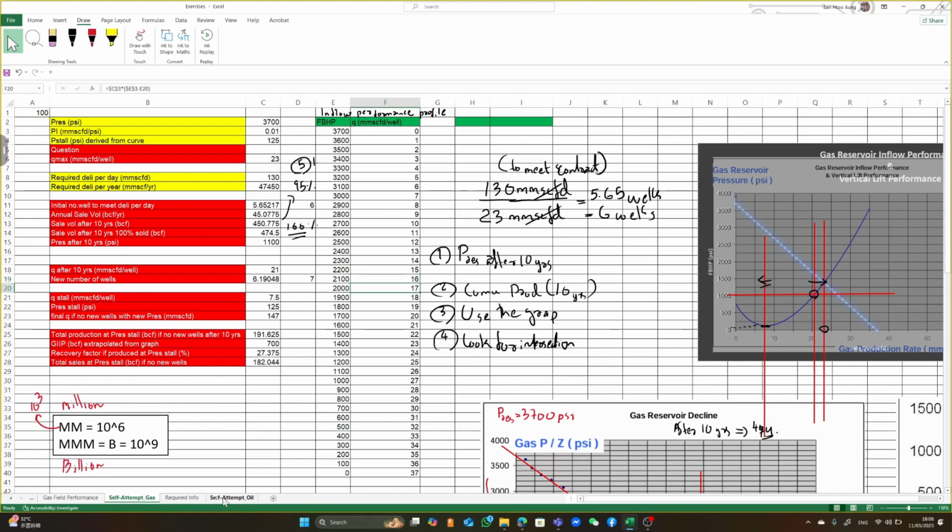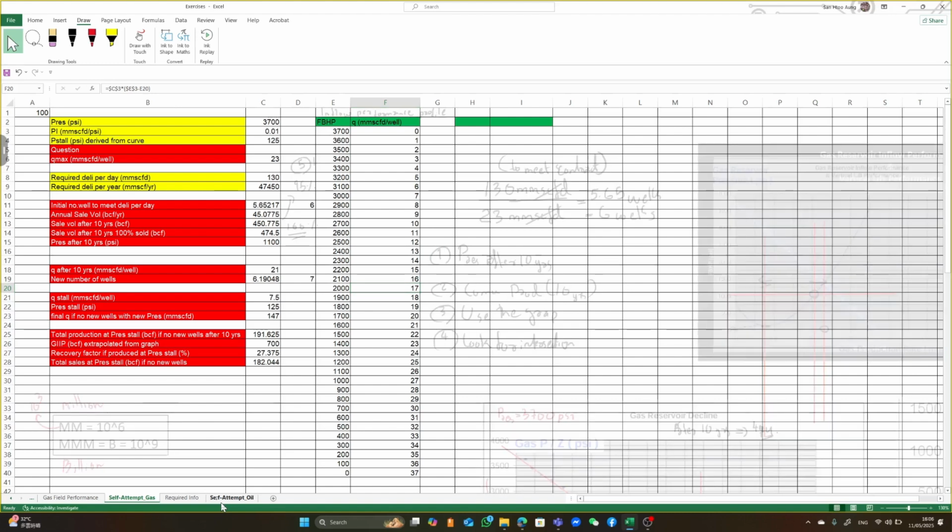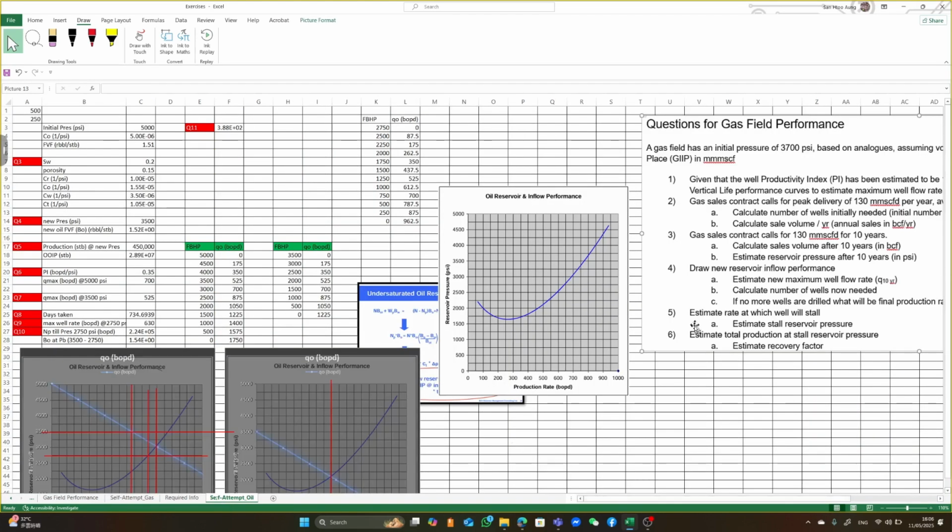And if I have time, I would also do oil production, which is slightly different from gas, and I'm actually still working on that.